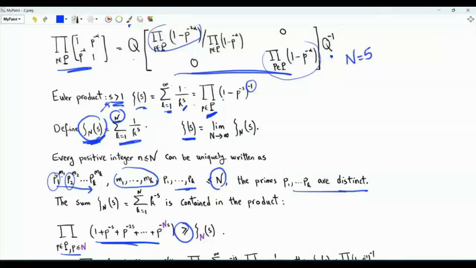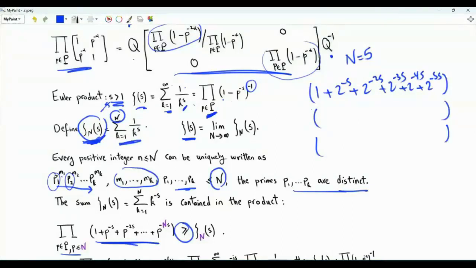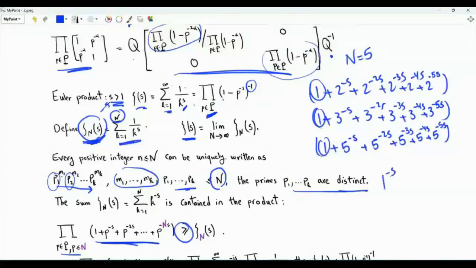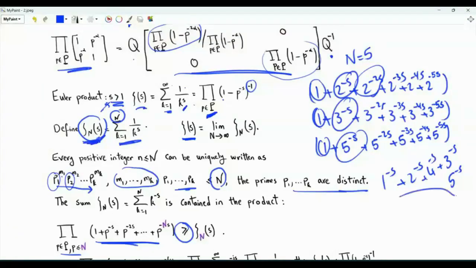For example, suppose that N is equal to 5. This product is the product of three brackets, 1 plus 2 to the minus s plus 2 to the minus 2s, all the way to 2 to the minus 5s. We have a similar bracket in which 2 is replaced by 3. In the third bracket, we have 5. If we multiply those, we get 1 to the minus s. Here is 2 to the minus s. Here is 3 to the minus s. Here is 5 to the minus s. And here is 4 to the minus s. There are many other terms. If we restrict the highest power of p to the minus s to N, and if we use primes that are less than or equal to big N, then the product of sums is greater than or equal to zeta N of s.